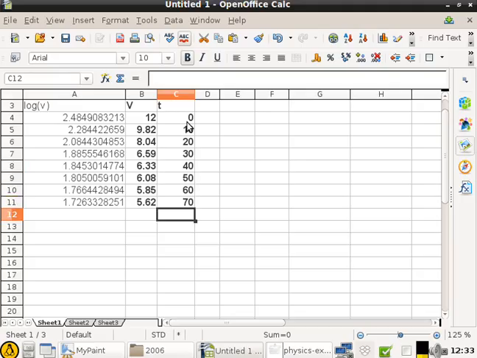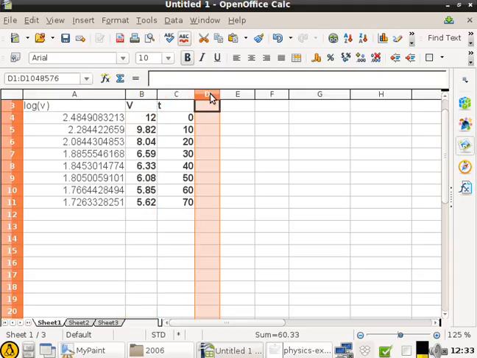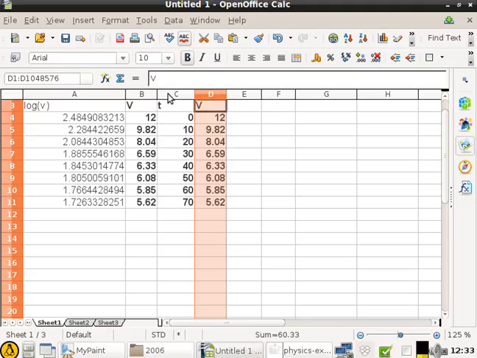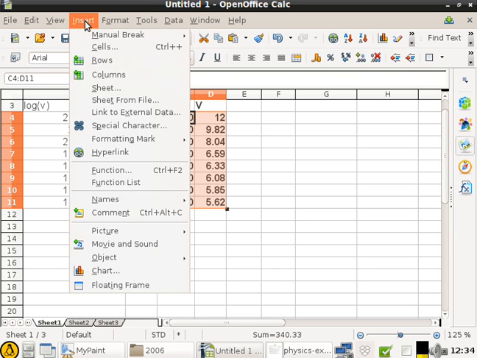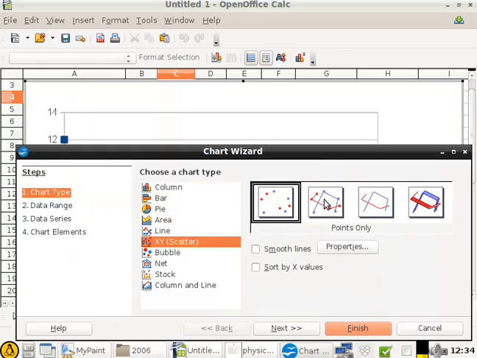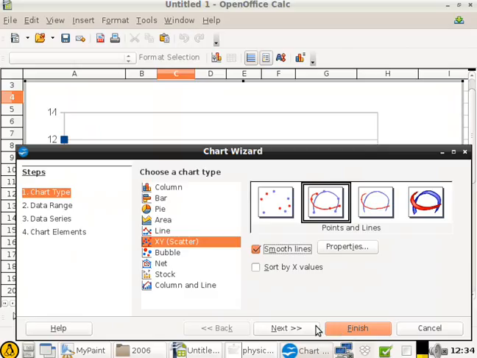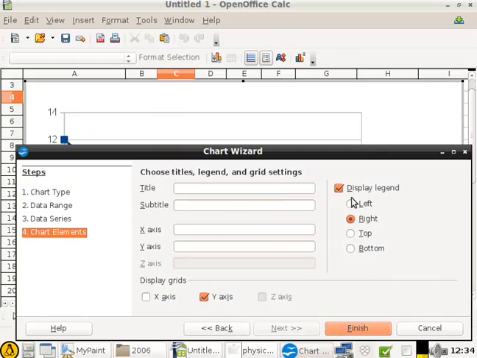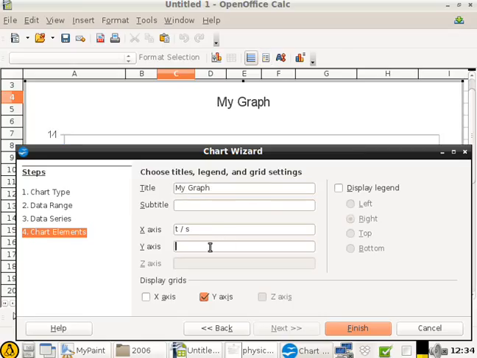Okay. Now we want to graph it. Potential difference against time. So V on the y-axis and time on the x-axis. Okay, so we would like a graph of this. T on the x-axis, V on the y-axis. So insert, chart, this one, next. Get rid of that, my graph. X-axis is time in seconds and y-axis is V in volts, and there we go.